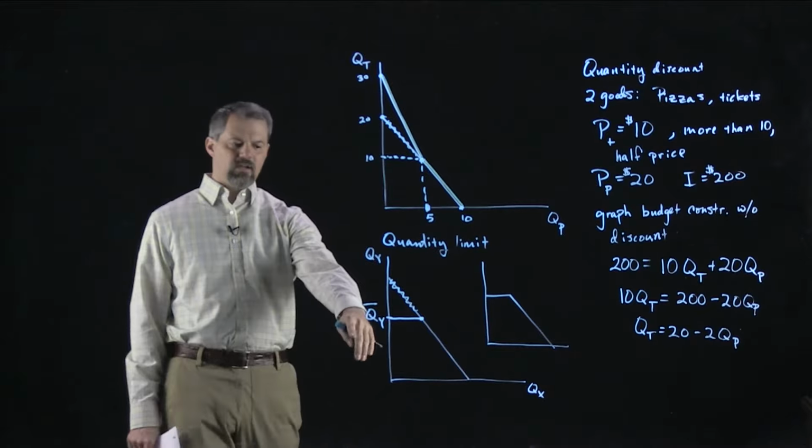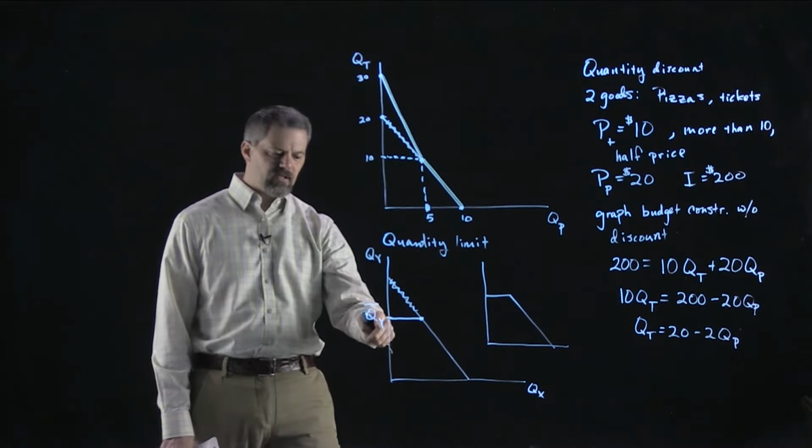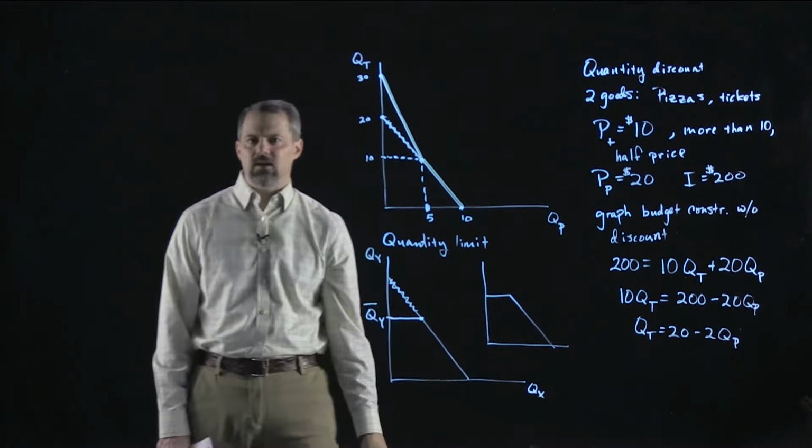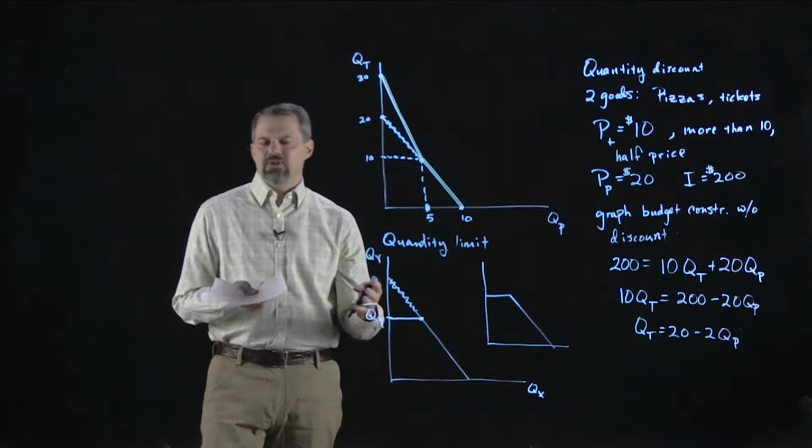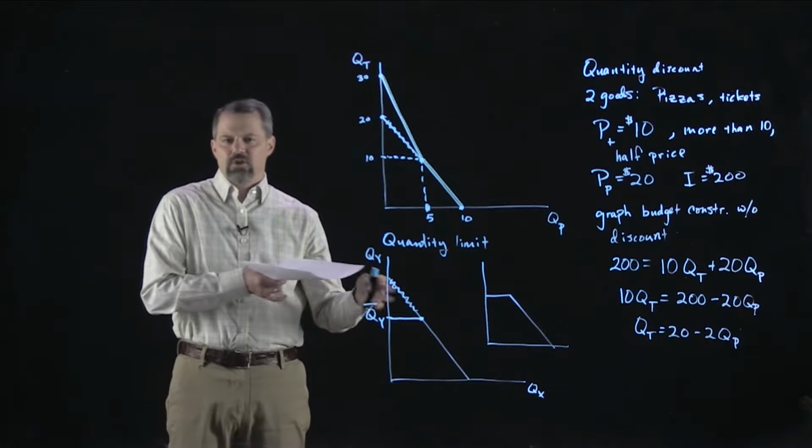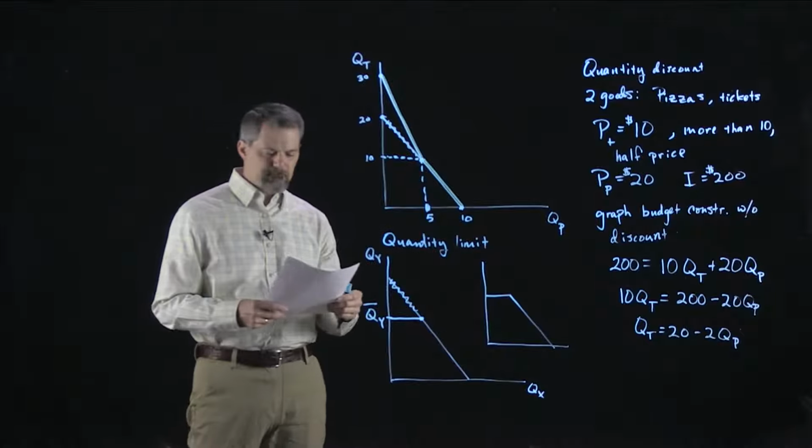Okay, and we could have a quantity limit on good Y. We could have a quantity limit on good X. Typically, we would just have a quantity limit on one of the goods, not both of them at the same time.